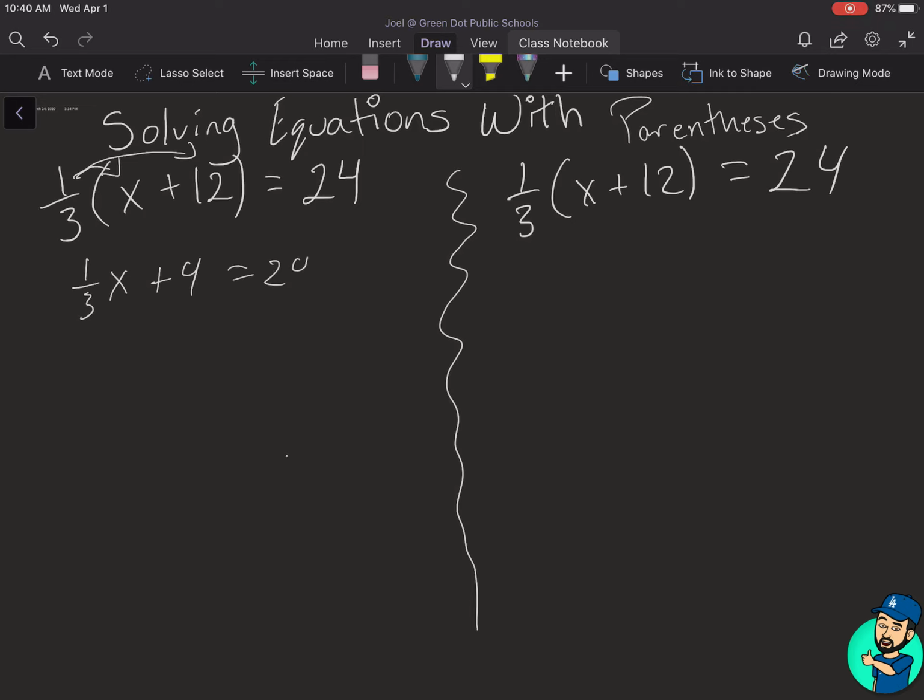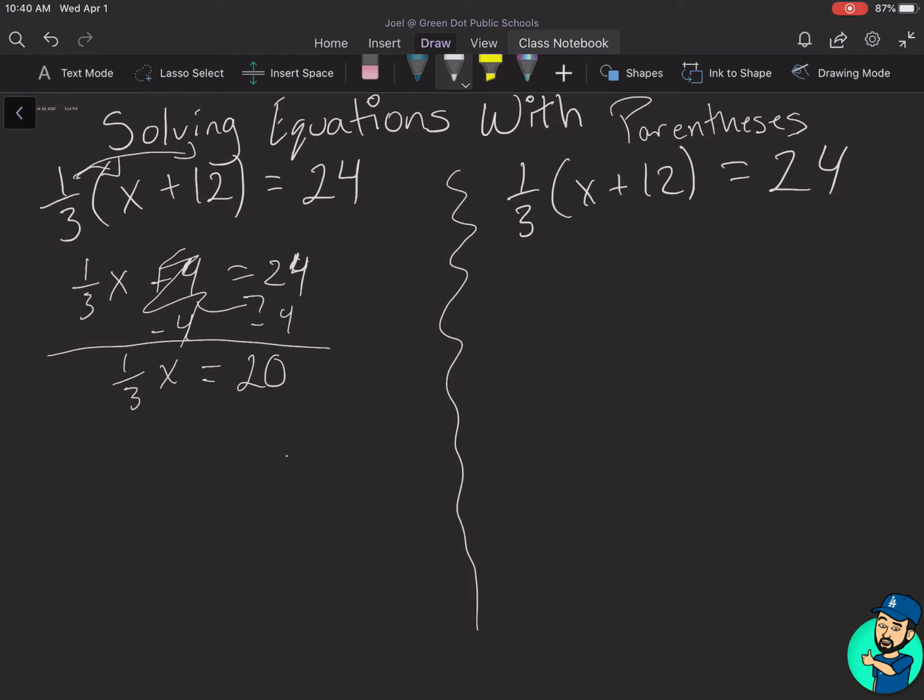Copy and paste everything else. That's a 4, by the way. Now I need to apply the inverse operation because I need to move this positive 4 to the other side of the equal sign. So I'm going to subtract 4 from both sides. 4 minus 4 is 0. I'm going to bring down 1/3 x, the equal sign, and 24 minus 4 is 20. Now we have a third x equals 20.